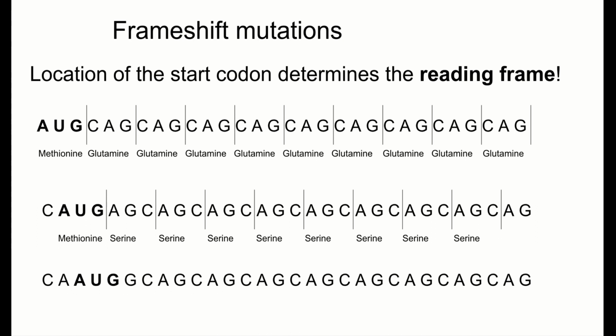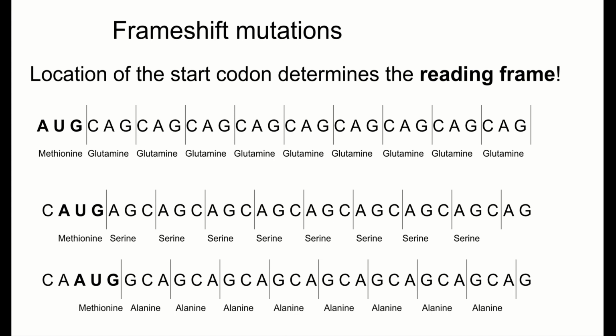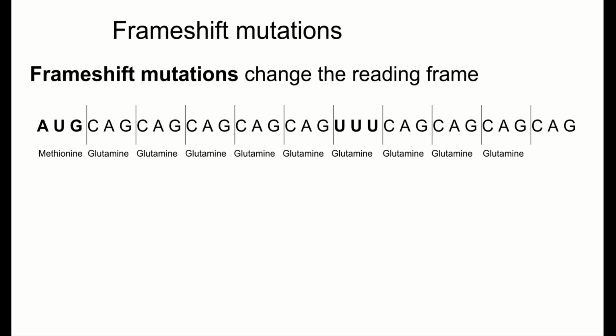In my third line, I put my start codon just two bases in. So I'll divide up the remaining letters into three-base chunks, the codons, and translate it. And now I have, again, a completely different sequence: methionine as my first amino acid, as it always is, and then alanine repeating over and over. So what you might be figuring out and inferring is that mutations can change the reading frame. Let me show you some examples.